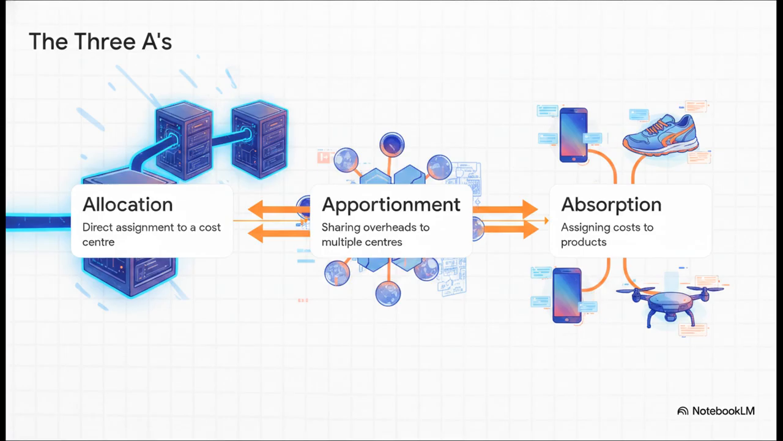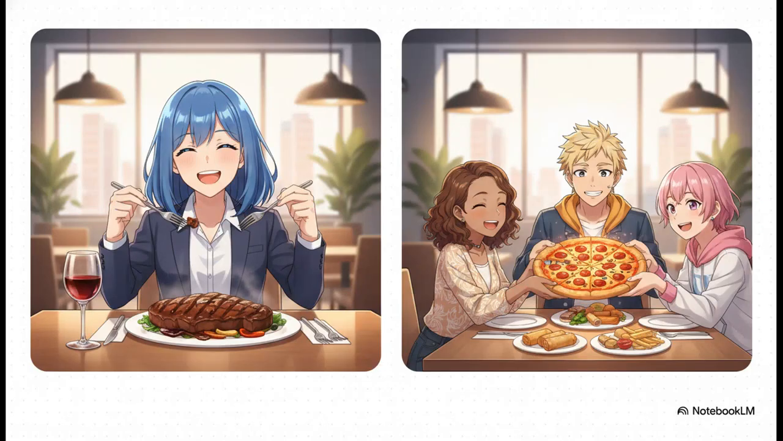Moving right along to Section 2, assigning costs to centers. To actually do this tracking without getting totally lost in accounting jargon, we're going to use a guiding framework I like to call the 3 A's. Allocation, apportionment, and absorption. These 3 sequential steps are how we force overheads to finally reveal themselves and attach to products.